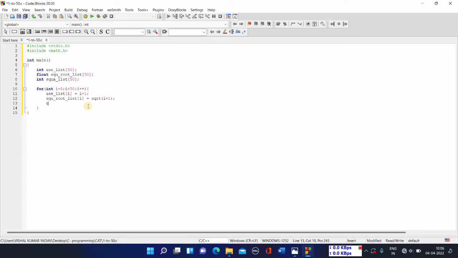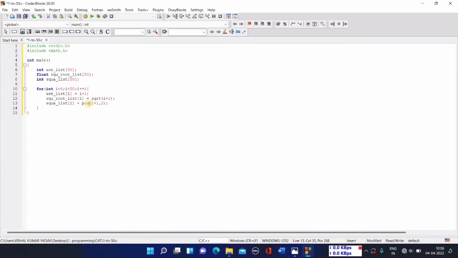Now let me write the square list. Square list is equal to pow. For finding out the square, I need a base and an exponent. Okay, base and the power. So this is my base, i plus 1. I'll be raising this number to 2. Hence I'll be getting the square of that value. That is all what I'm doing. I think you might be clear with this power and the square root.